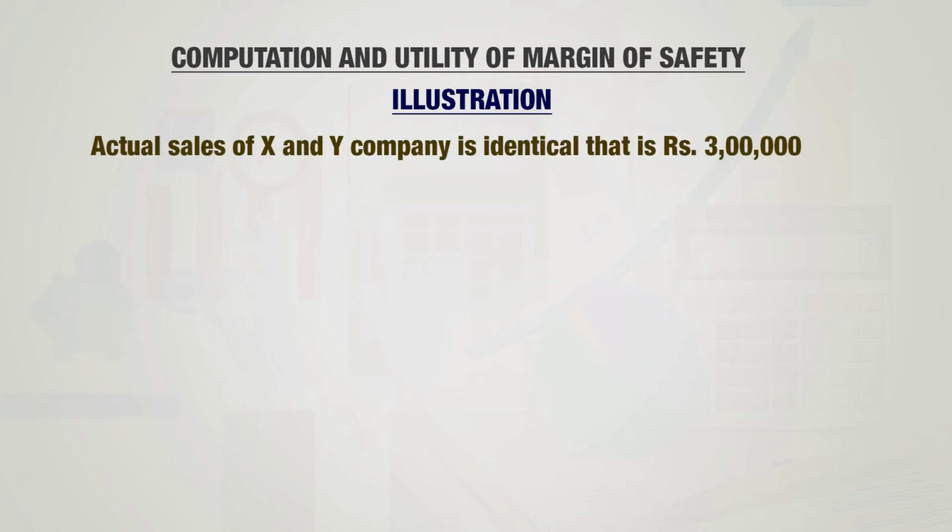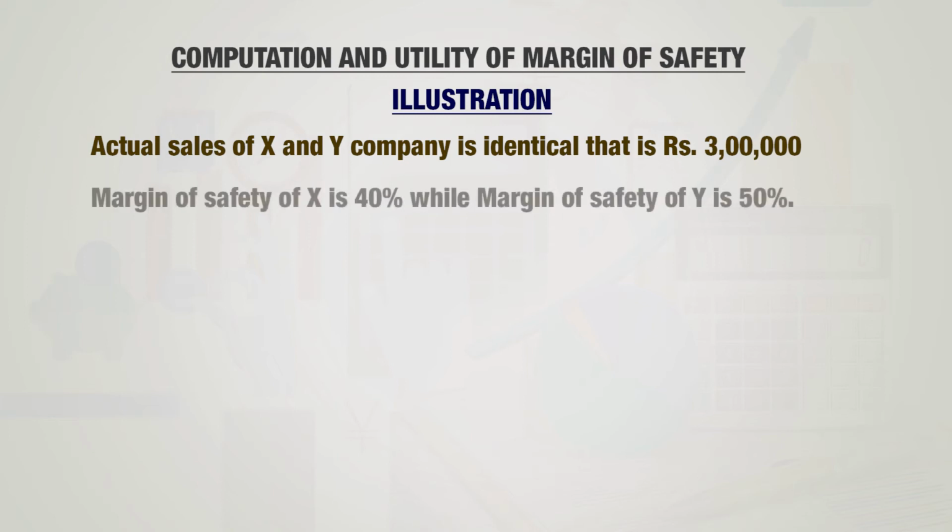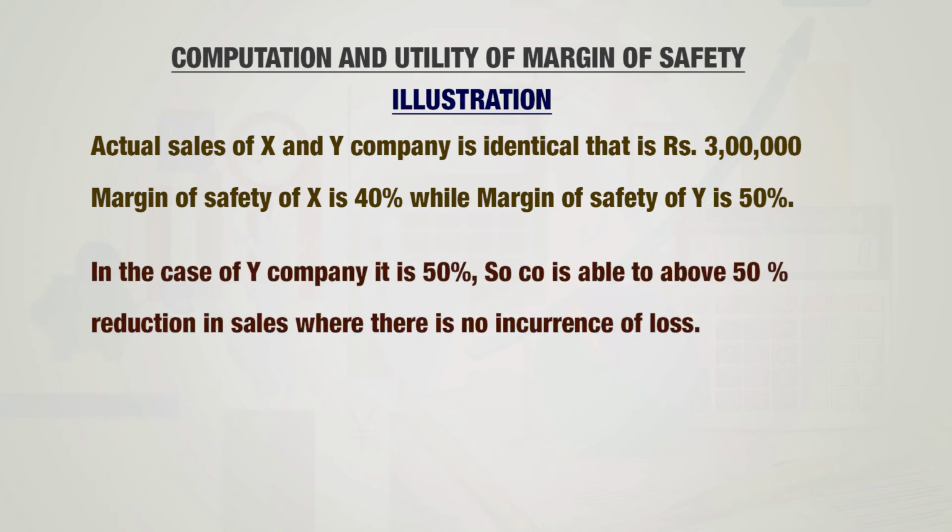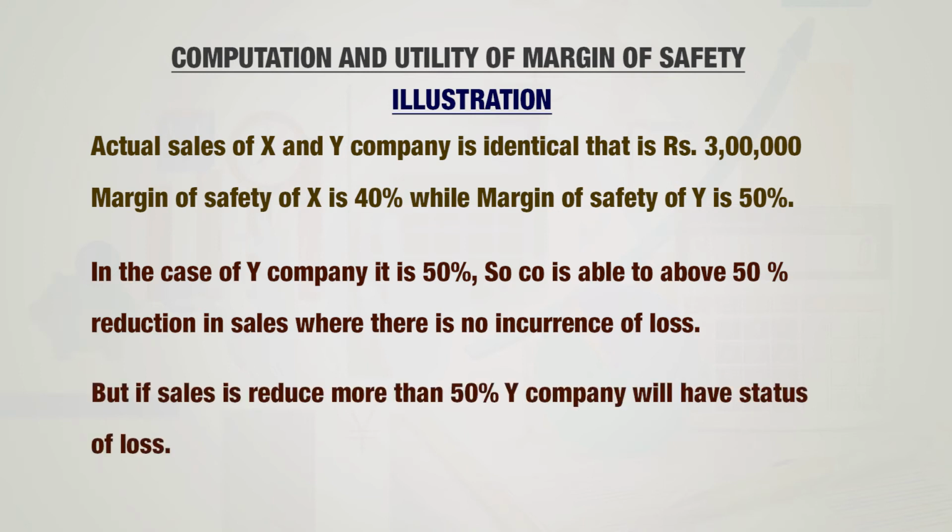Actual sales of X and Y company are identical, that is rupees 3 lakh. Margin of safety of X is 40%, while margin of safety of Y is 50%. In the case of Y company, it is 50%. So the company is able to withstand up to 50% reduction in sales without any loss. But if sales is reduced by more than 50%, Y company will be in a status of loss.